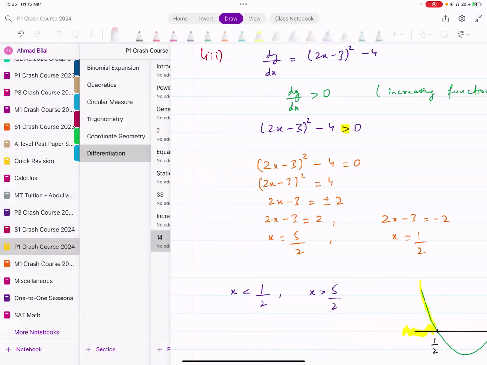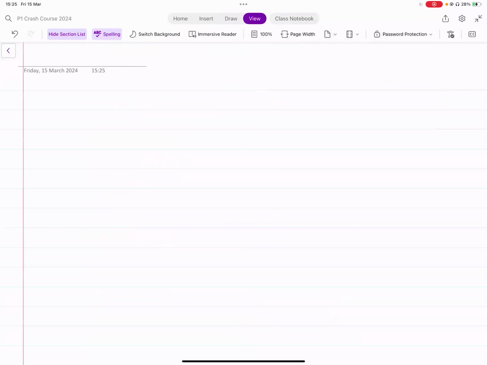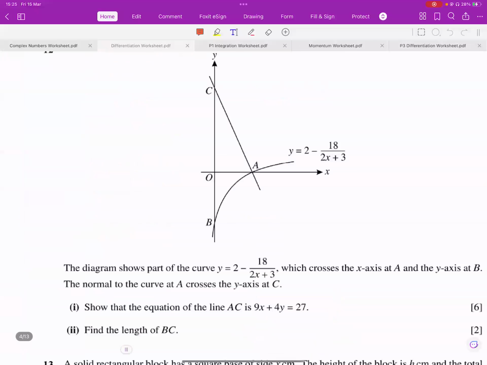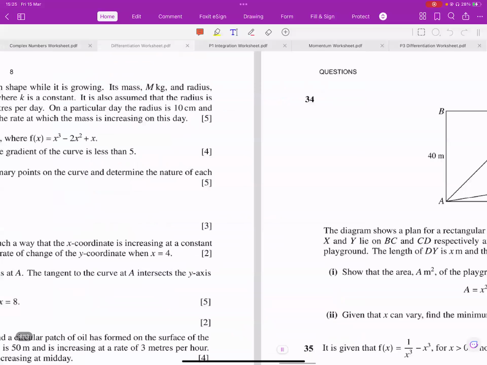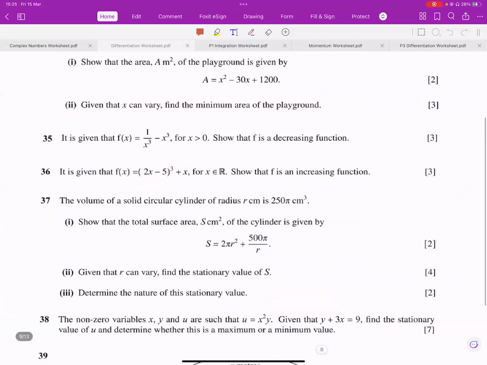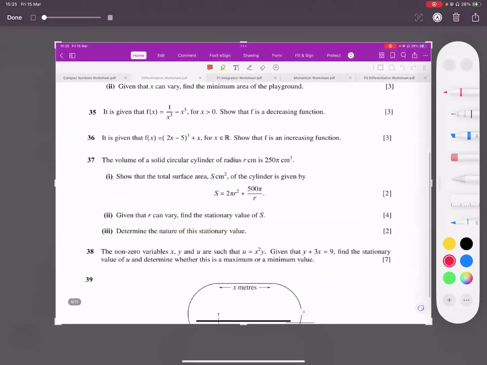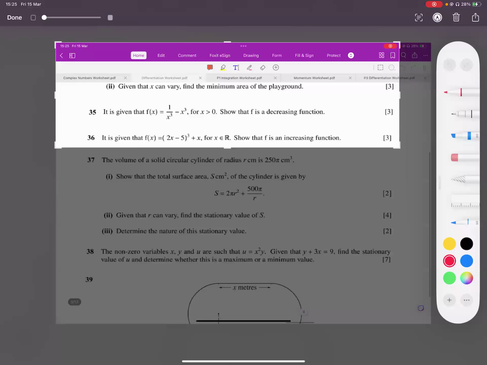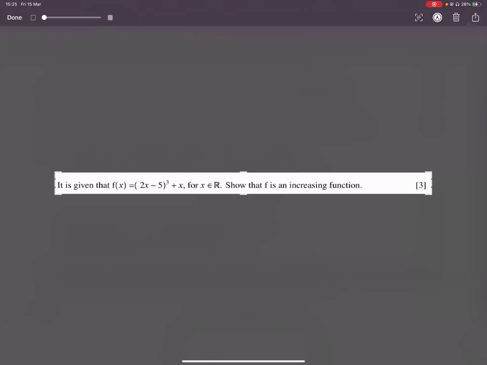Okay, so if there are no questions, now let's look at a couple more questions involving increasing and decreasing functions. So you can look at your worksheet. There are some other problems as well that involve increasing and decreasing functions. Let me start with this one. This is question number 35 from the worksheet. In fact, let's do 36 first. This is easier. Let's start with this one first. 36.